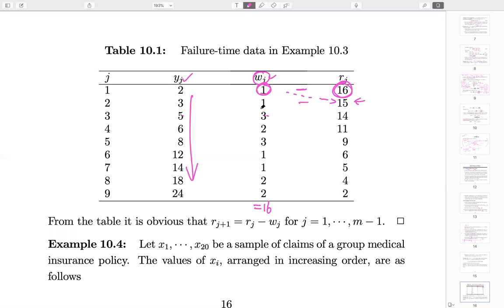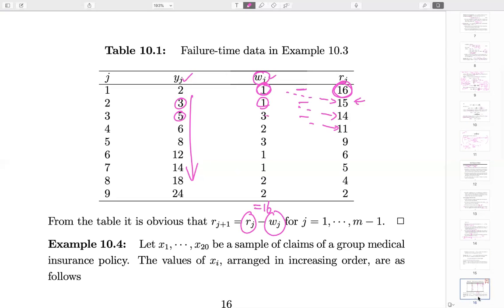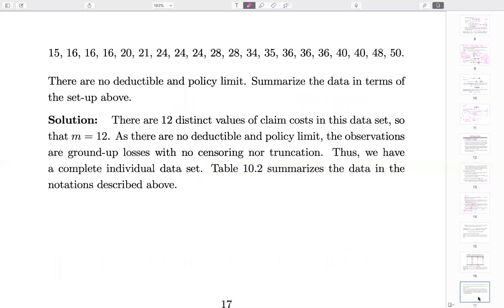Then you subtract another one, because another part failed at 3. Then you get 14. Then you have 3 parts that failed at 5. Take them out, you get 11, etc. So it's very easy: the previous one minus the number of parts that failed at the given time, and you get to the next level. For complete data, it's very easy to come up with this table. For incomplete data, it's a little more complex.